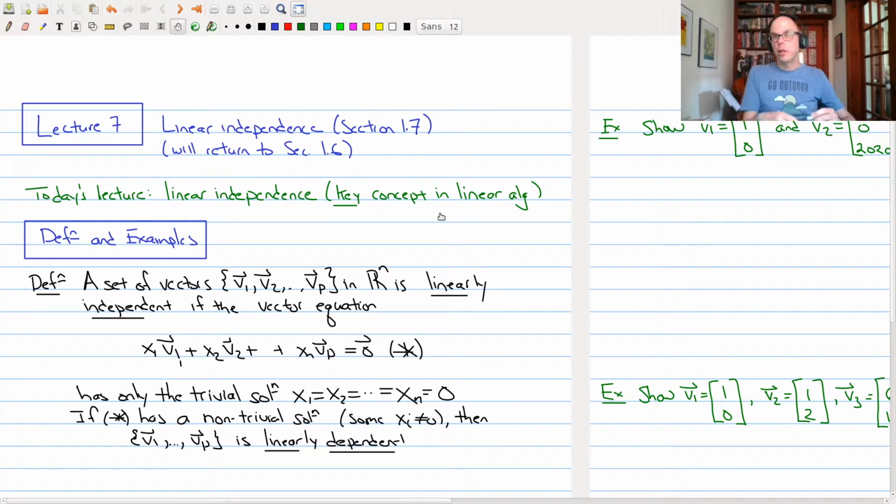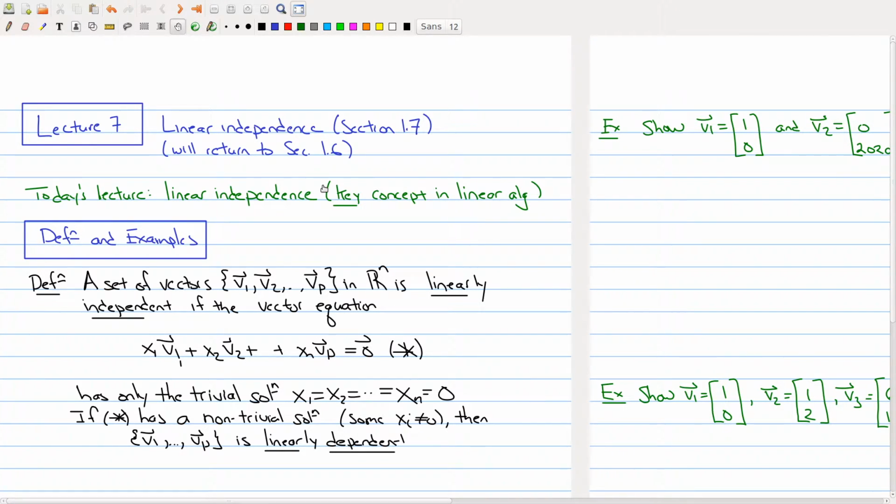Now today's lecture, the main topic or definition that we want to learn about is linear independence, and this is a key concept in linear algebra. So today we're going to see what linear independence is. We're going to look at some examples. We'll look at what happens for small sets of vectors and when those sets are linearly independent. We'll look at some of the geometry, and then we'll look at some conditions that force sets of vectors not to be linearly independent. So jumping in, let's start with the definition.